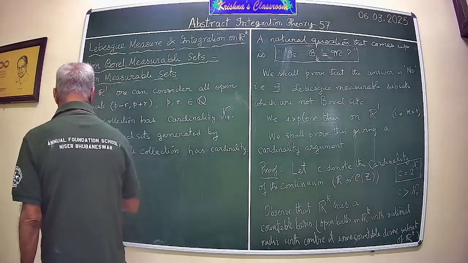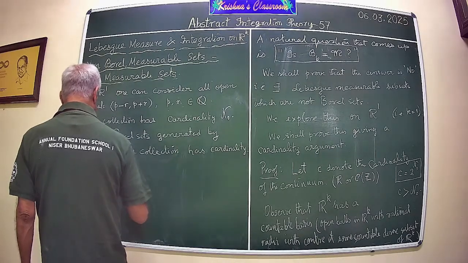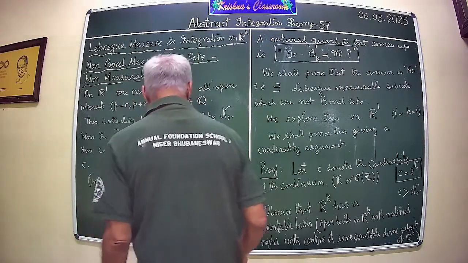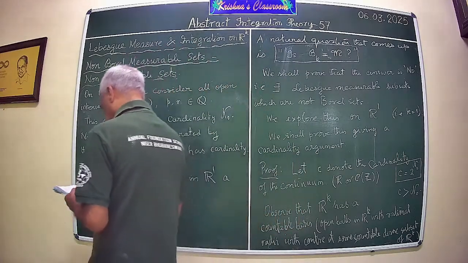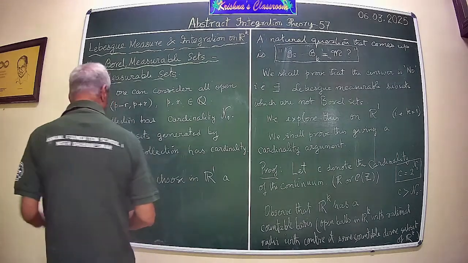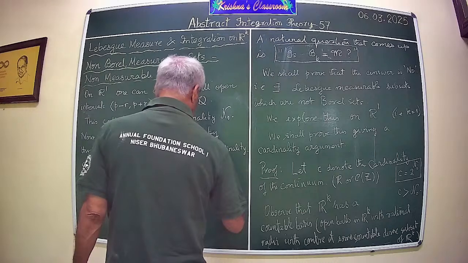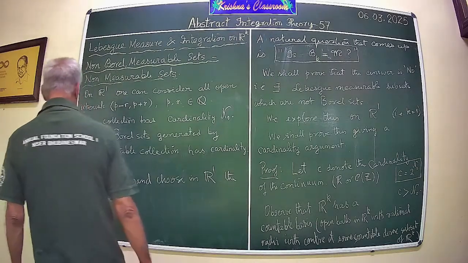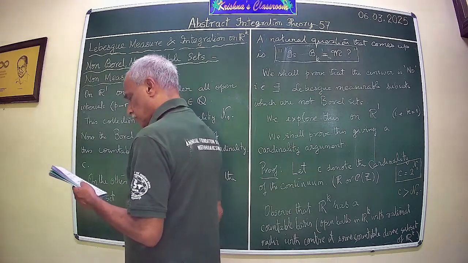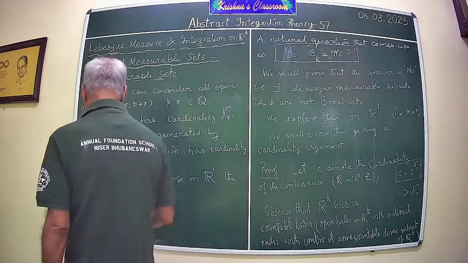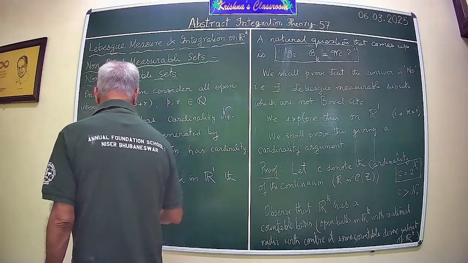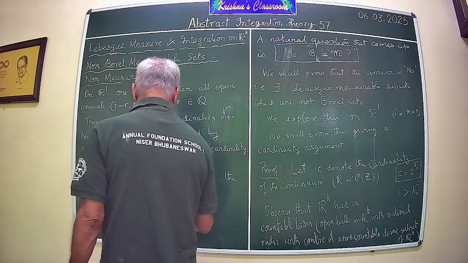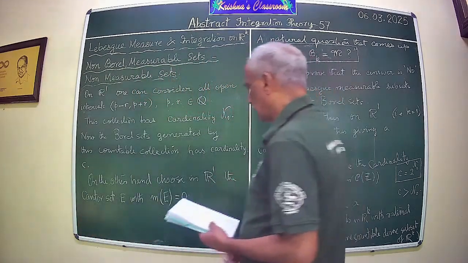Now on the other hand, choose in R1 a Cantor set E with measure equal to 0. Now the Cantor set is uncountable.